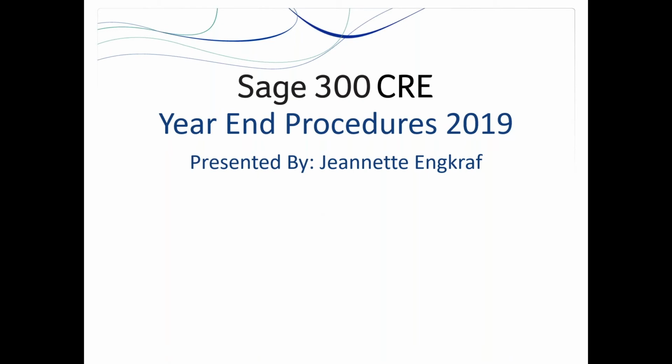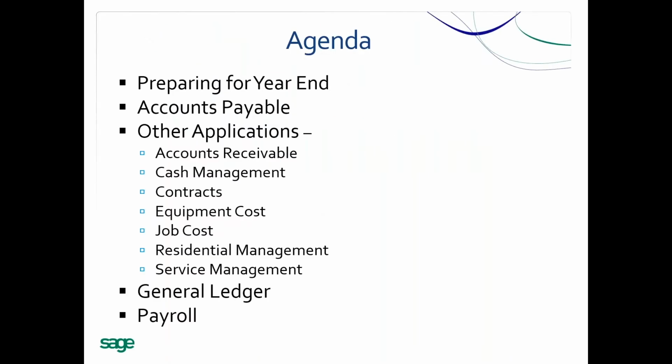So our agenda for today is we're going to be talking about preparing for year-end before we jump into the applications. So just a few things about that. We're going to talk about the application starting with accounts payable. And the reason I'm doing it that way is because some of you might not have the payroll module. And so after we get through with general ledger, those of you that don't have payroll can go ahead and step out of the meeting at that point and not have to listen through to something that you don't have.